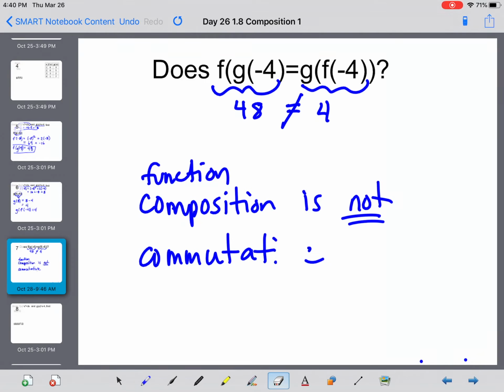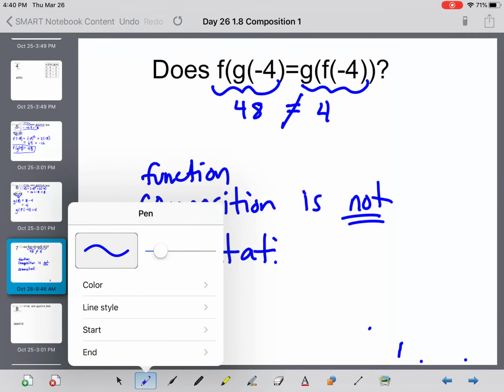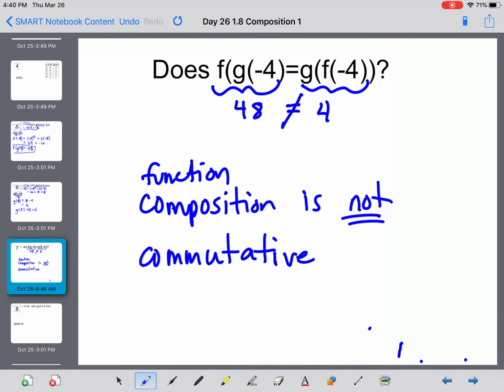Remember, commutative means that you can change the direction or change the order, and you would still get the same answer. So something that is commutative would be something like addition, because 2 plus 3 is the exact same thing as 3 plus 2. But function composition most definitely is not commutative, because f of g of negative 4 was not equal to g of f of negative 4.